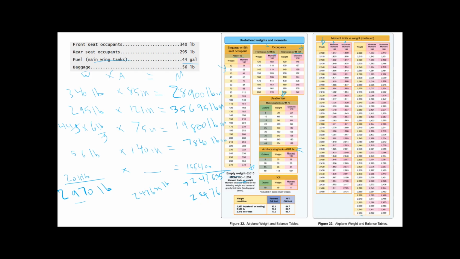247,635 pound inches divided by 2,970 pounds. Our pounds drop out, divided by 2,970. And that gives us a center of gravity of 83.37 roughly inches. And so, yeah, we would be within our forward and aft CG limit, I think, but we're definitely overweight in this situation.